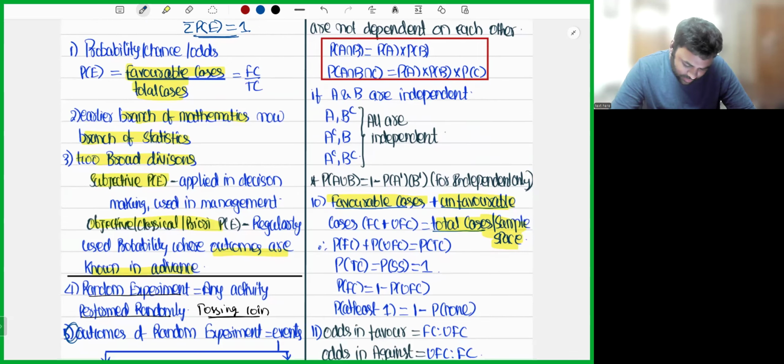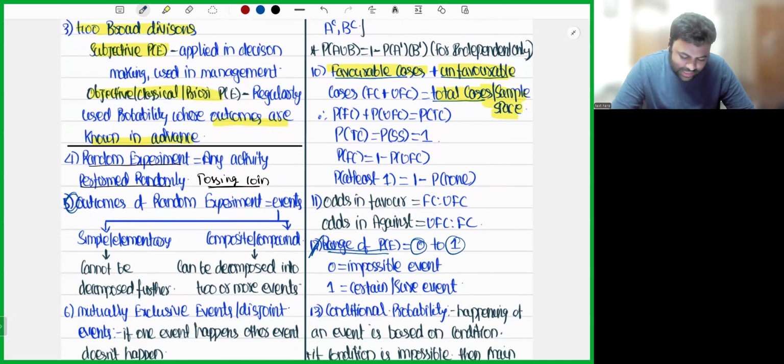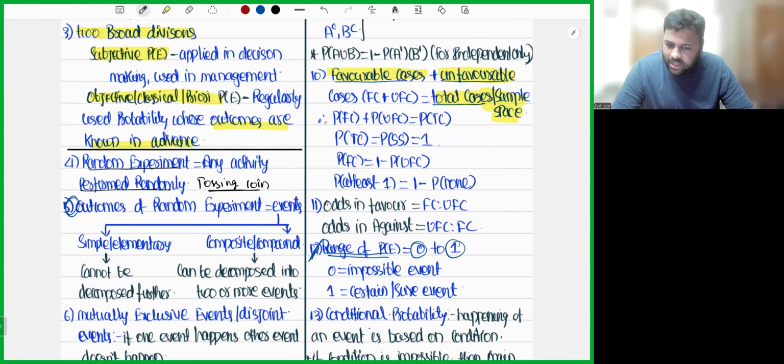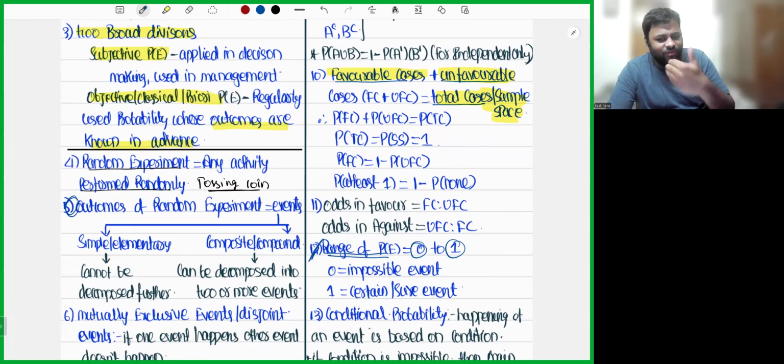Then we started with the definitions of probability. We have understood what is a random experiment. Any activity which you perform randomly, or the activity where the outcomes are expected to occur at random, is called a random experiment. Like tossing a coin, rolling a die, picking a card, all these are random experiments. Next, we understood what are favorable cases, unfavorable cases, and total cases. Favorable cases means cases which are favoring the event. Unfavorable cases are cases which are against the event. Total cases are the sample space, that's the total number of events we have.